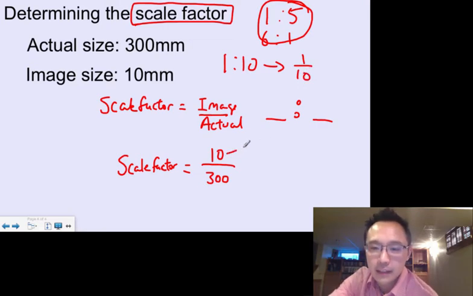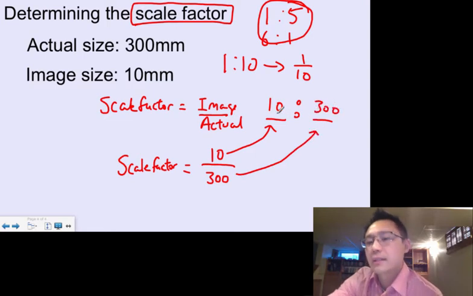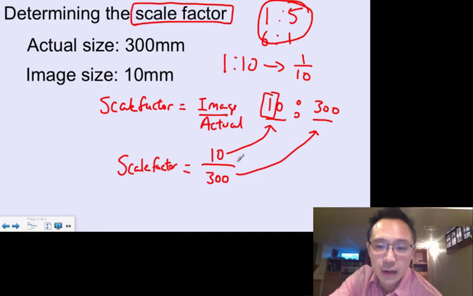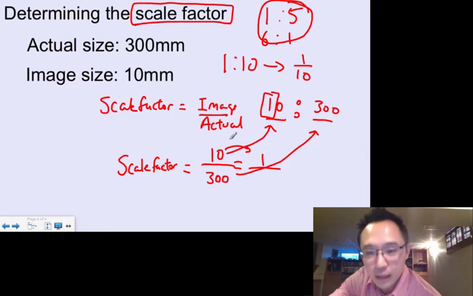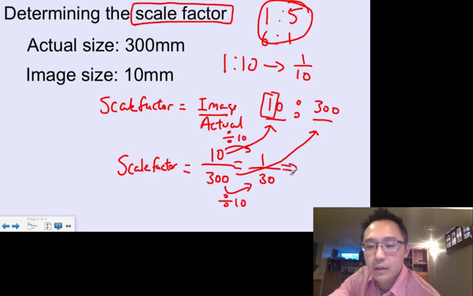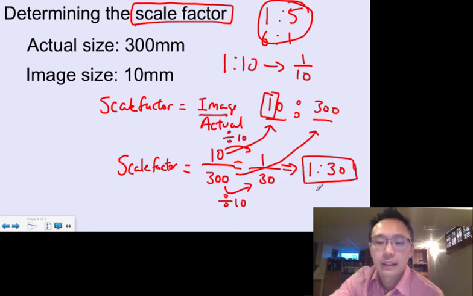So basically this is your first number, 10, and this is your second number, 300. But this is sort of confusing because it's 10:300. So how do we make it so that it is 1? We have to reduce this fraction to have this equal to 1. In order for 10 to get to 1, you have to divide by 10. And if you divide the top by 10, you have to divide the bottom by 10, which gives you 30. So this fraction 1 over 30 is 1 to 30. And that's your scale factor. There you go. So that's how you determine your scale factor.